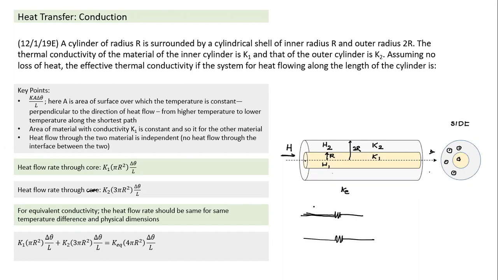If I take the core, R1 is equal to L by K1 into pi r square. And what will R2 be equal to? L by K2 into 3 pi r square. And what is the equivalent resistance here? I could have taken the equivalent resistance also as 1 by R1 plus 1 by R2, but compared to that, when you find parallel, this is the easier method.